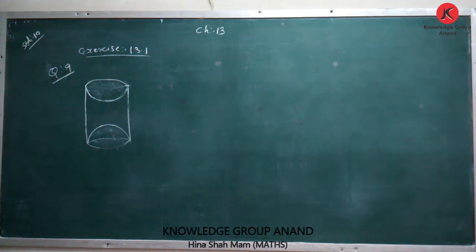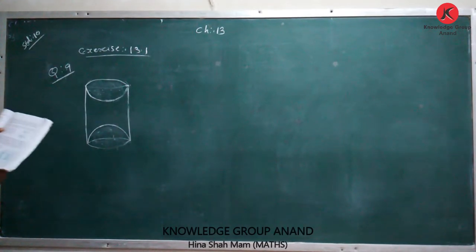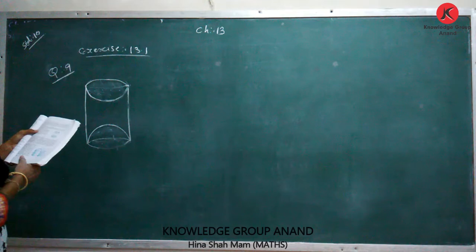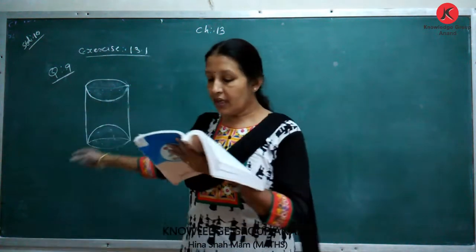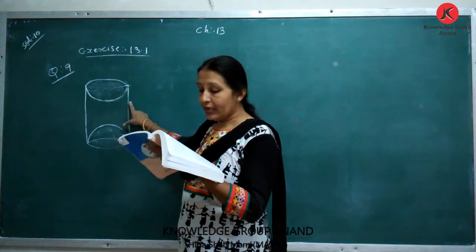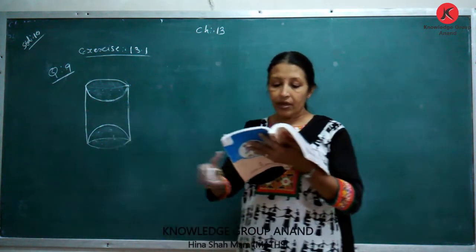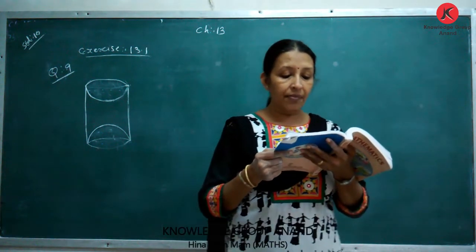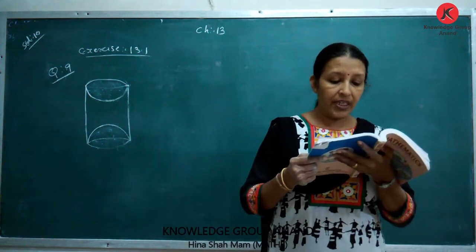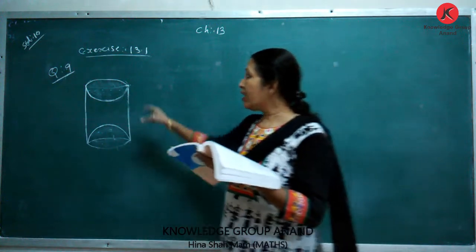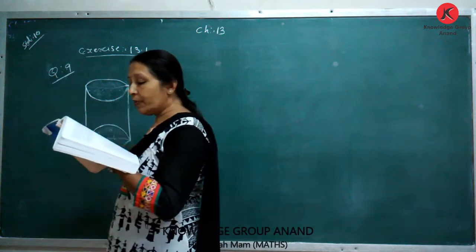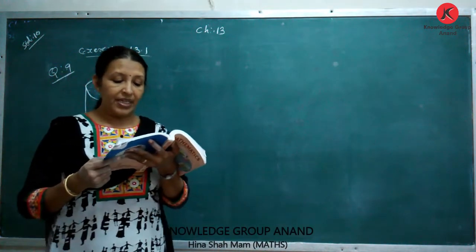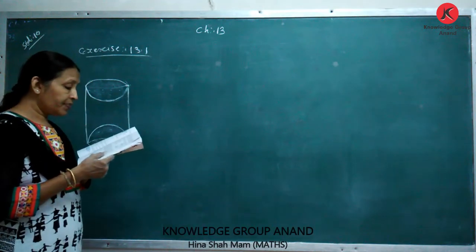Question number 9. Open your book. The question is like this. A wooden article was made by scooping out a hemisphere from each end of a solid cylinder. Here is a wooden article made from a solid cylinder, scooping out a hemisphere from each end, top and bottom.